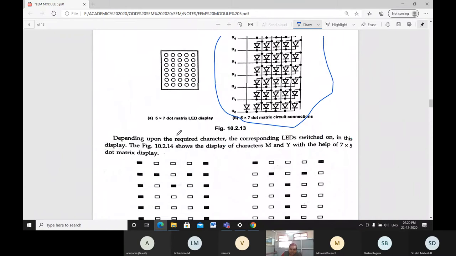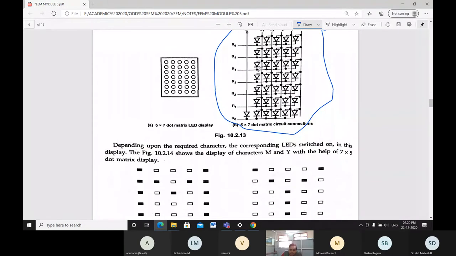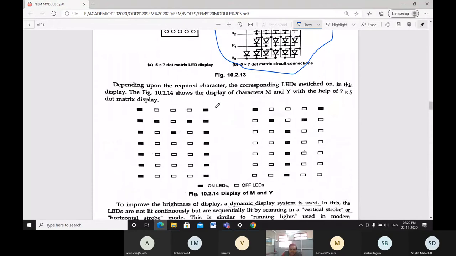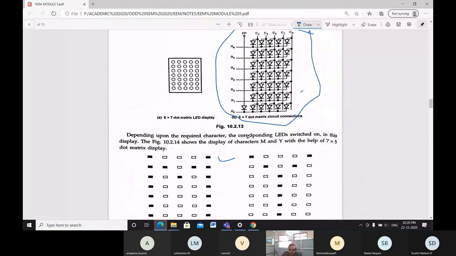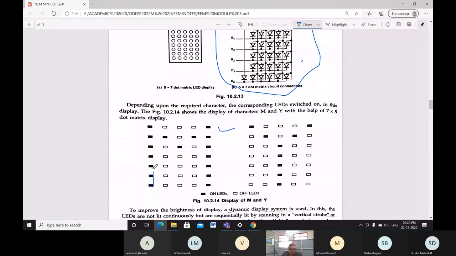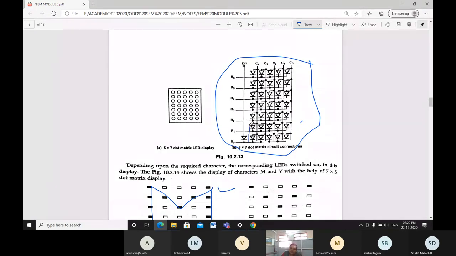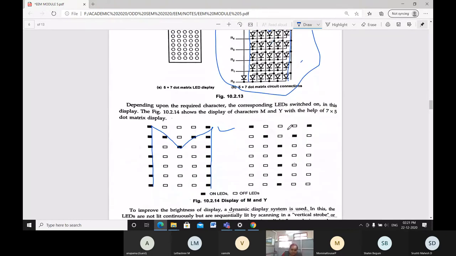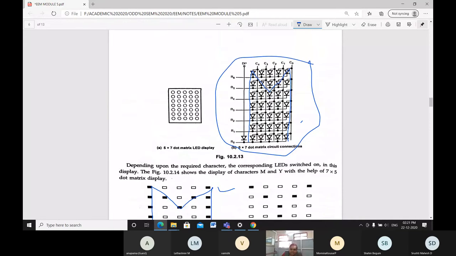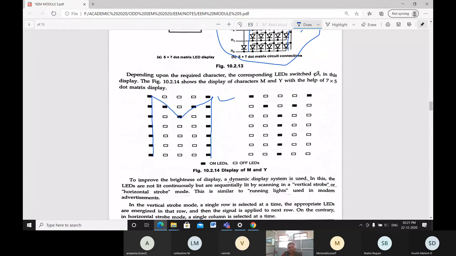Here it is taken as the 5 cross 7 dot matrix circuit connection. How is a character going to be displayed, based on which LED is going? Observe here, just compare this diagram with the circuit diagram. Where our M is going to be displayed, the whole row should glow, and again the diagonal terms coming here, and all these LEDs should glow in the circuit. All the LEDs where I am marking are going to be glowing when I display my M character. In the same way as the M character, I can display my Y character, or any of the information.